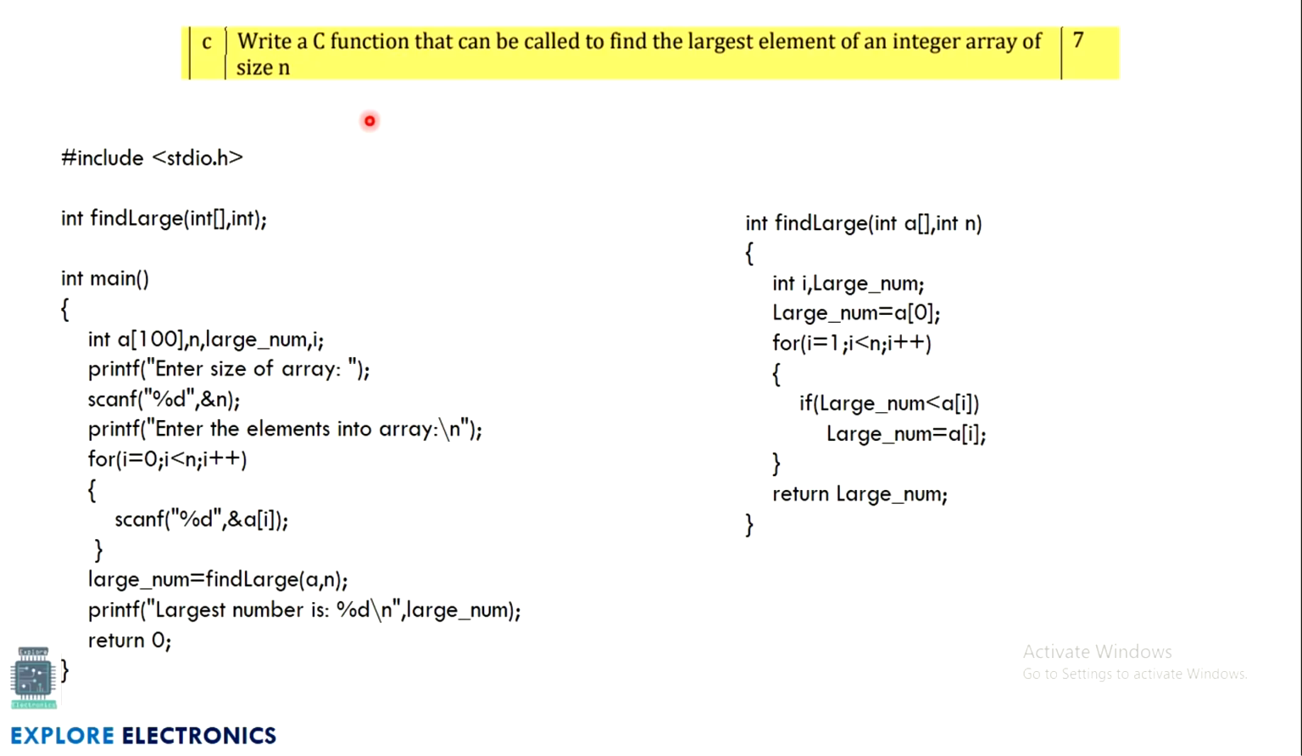Now write a C function that can be called to find the largest of an integer array of size n. Here they're asking to write a program in which we find the largest element in the array. You can write the program like this. You can take an array, loop through it and scan it, and then find the largest of it using this function, find large, passing your array and also the size of your array. Again you need to loop through the array and find the largest number. Then you will return the large number. This is how you can find the largest element.